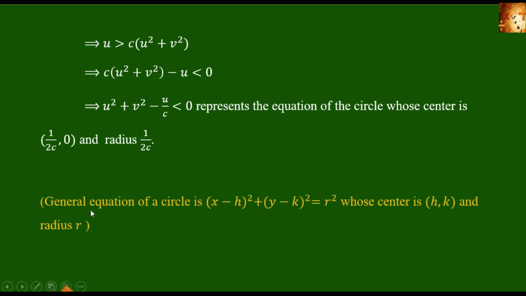This is the general equation of the circle, that is x minus h the whole square plus y minus k the whole square equal to r square, whose center is (h, k) and radius r. Similarly, u square plus v square minus u by c represents a circle in the w plane with center (1 by 2c, 0) and radius 1 by 2c. So this is the image of the half plane in the z plane. Okay, moving to the next problem.